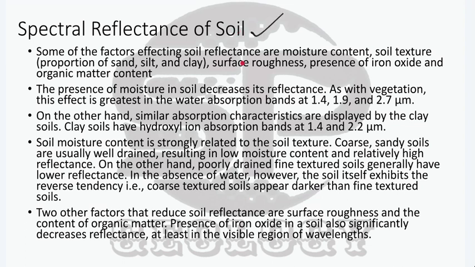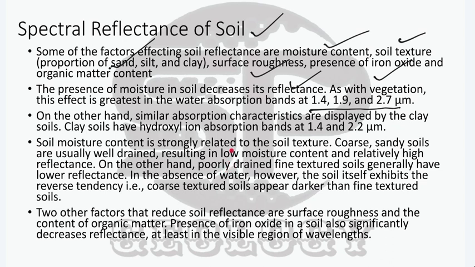Next is spectral reflectance of soil. Spectral reflectance of soil depends upon various things like moisture content, soil texture, proportion of sand, silt, clay, surface roughness, and presence of iron oxide and organic matter. These are the things based on which the reflectance varies. One by one, the presence of moisture in soil decreases its reflectance. As you know, water absorbs electromagnetic energy. As with vegetation, in the bands 1.4, 1.9 and 2.7 micrometers, these are water absorption bands.